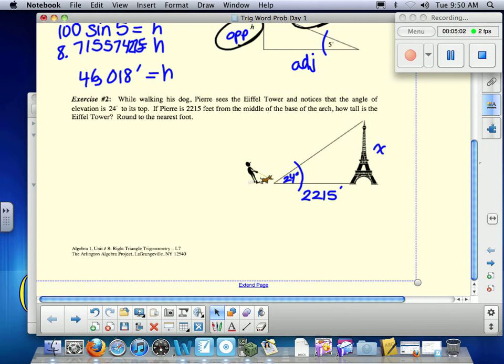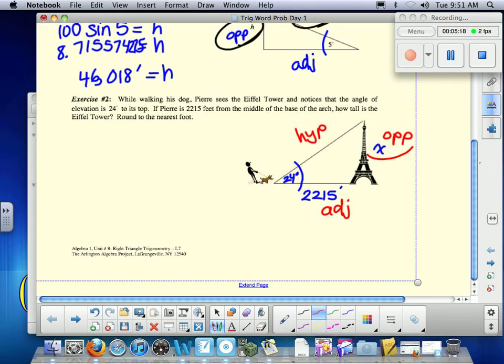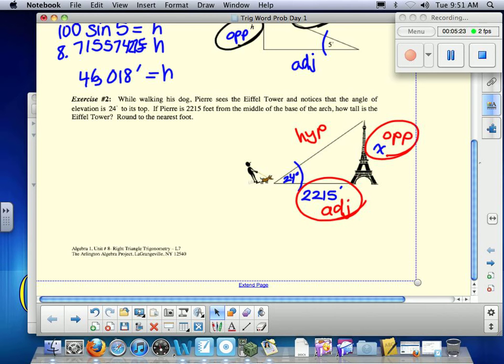So this time I read the problem and I labeled my picture with the information. Now let's jump into our process. We're going to label our triangle. And then we need to pick. We need to use opposite and adjacent. So which trig function? Tangent is the trig function we will use. And what is my ratio over here? What's my fraction going to look like?